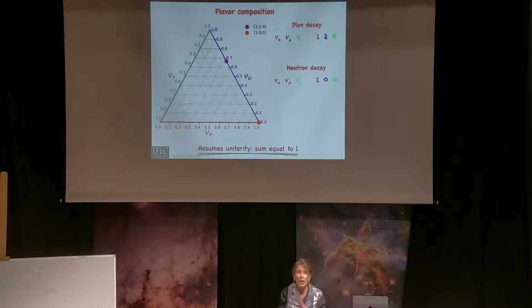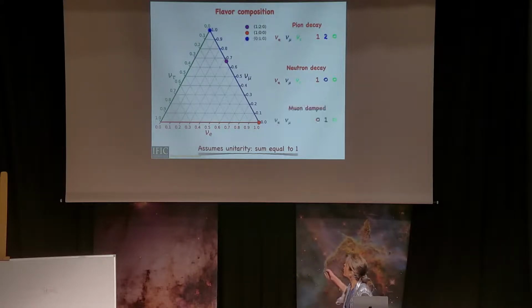Neutron decay, we have only nu e's, okay? We don't have nu mu's nor nu taus, okay? So where are we in this triangle? We are here because we are in the nu e corner, okay? And we don't have nu mu nor nu tau. And then let's imagine that we have a muon damped source, right? Sorry, in muon damped, nu e is here. This is the neutron decay.